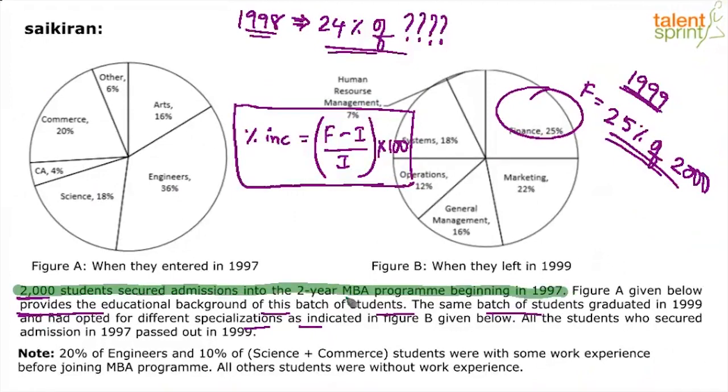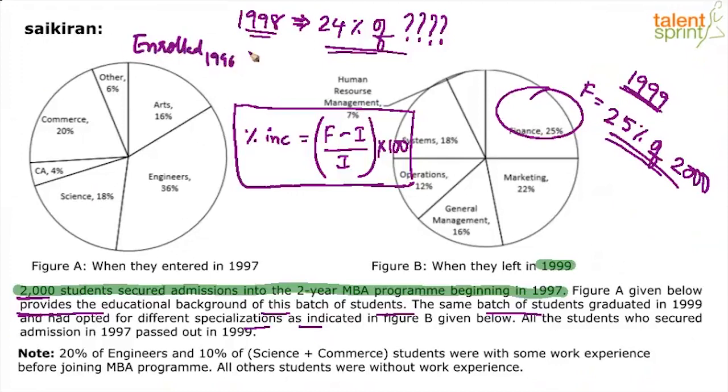And these guys will graduate in 1999, right? Those who have secured admission in 97 will graduate in 99. Those who are graduating in 98 would have secured admission in 1996. How many people enrolled in 1996 is the question. Are you able to follow? If you understand now, how many enrolled in 1996?